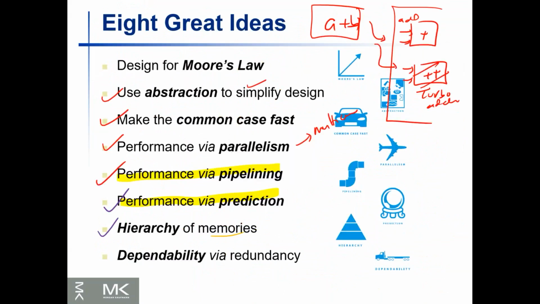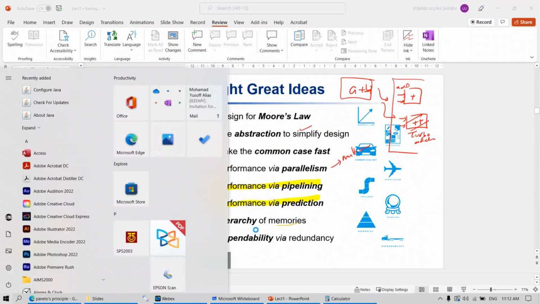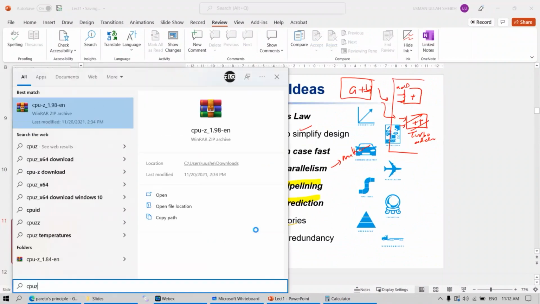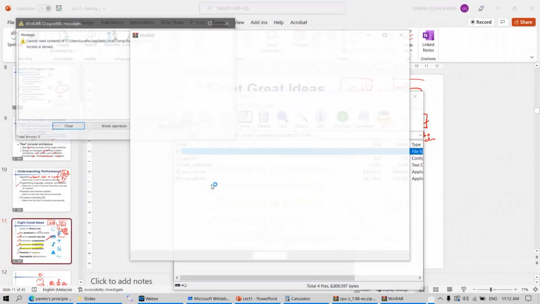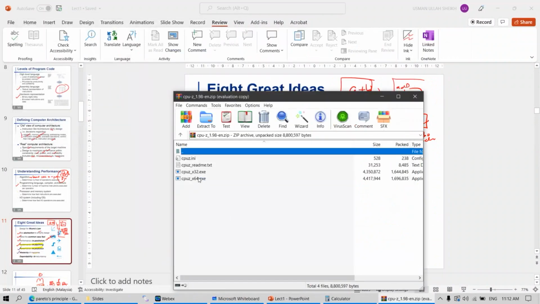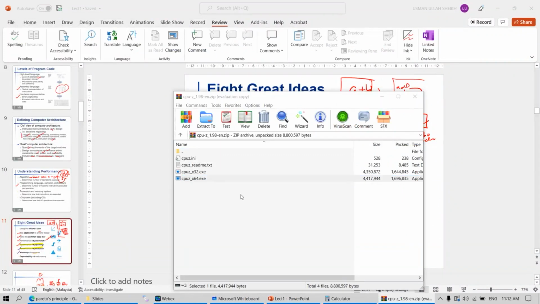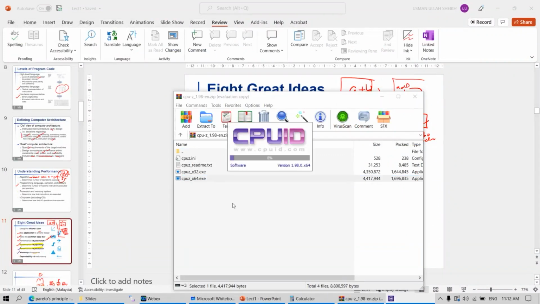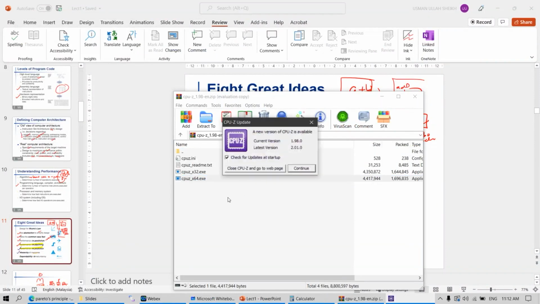Just for the fun of it, we can always open CPU-Z. I hope I have it on my computer. Yes. WinRAR is the only program I never bought. Before I die, I must pay for WinRAR. Okay, let's open this CPUID to get CPU information about my computer. A new version is available. Okay, I'm going to continue.